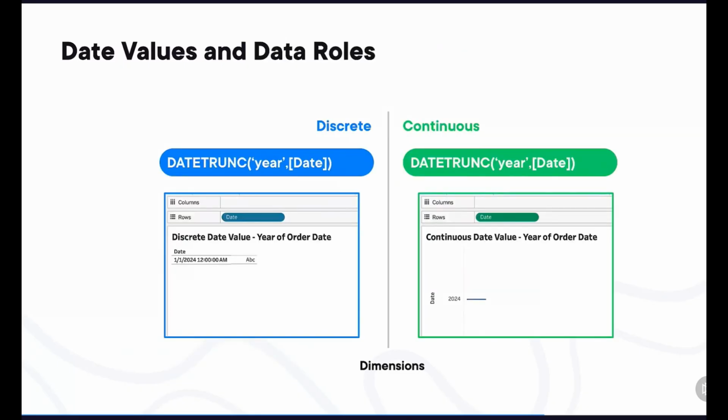Now let's talk about date values and their data roles. All of the date values we just saw are also dimensions and could either be used in Tableau as discrete or continuous pills. When we use a discrete date value, like the year of order date, Tableau will draw a header, as shown on the left. And when we use a continuous date value, like the year of order date, Tableau will draw an axis, as shown on the right. When you use a date value in Tableau, it automatically uses a date trunc function.